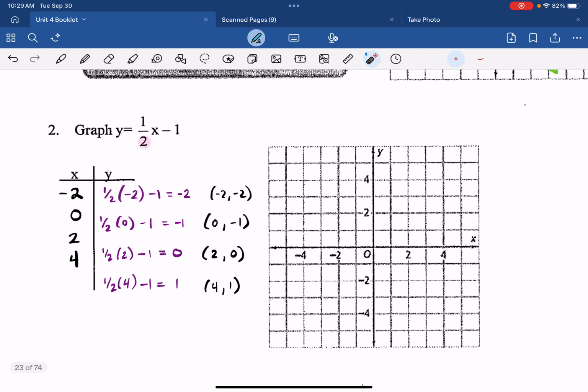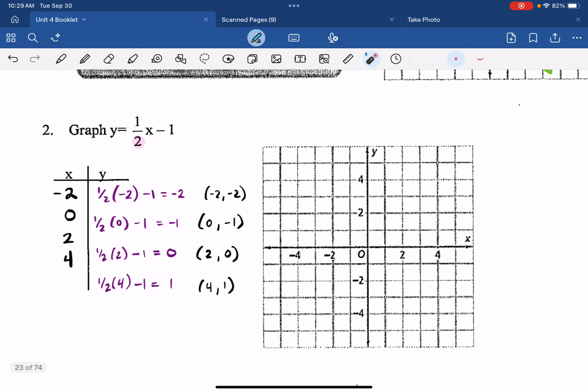All right, so hopefully we got to here, and I guess my numbers aren't spit out as well anymore. So let me see here. I had -2 first, then 0, then 2, then 4, okay? And we get these points. All right, so now let's graph it. So I've got (-2, -2), (0, -1), (2, 0), and (4, 1).